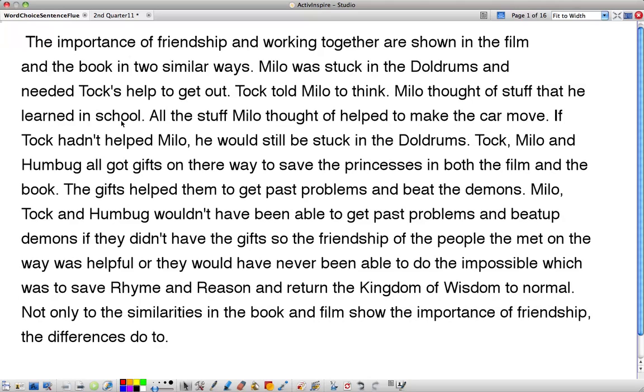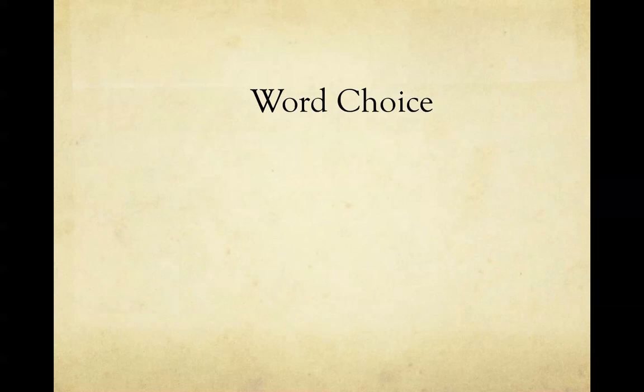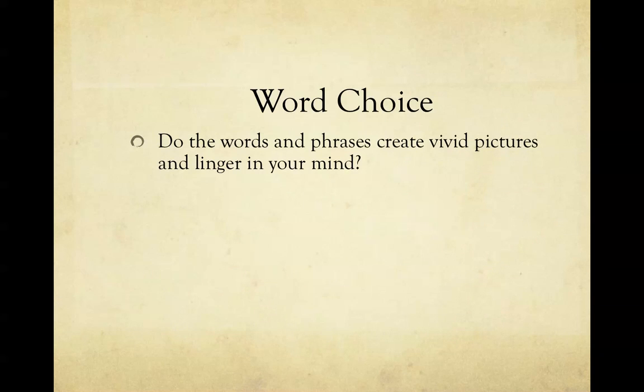Well, this paper definitely has some problems. Word choice is one, and sentence fluency is another. But like I said, right now, we are revising your paper for word choice. But what is word choice? First of all, when you think of word choice, you should ask yourself the question, do the words and phrases create vivid pictures and linger in your mind? And after reading that last paragraph, I would have to say the answer is no.